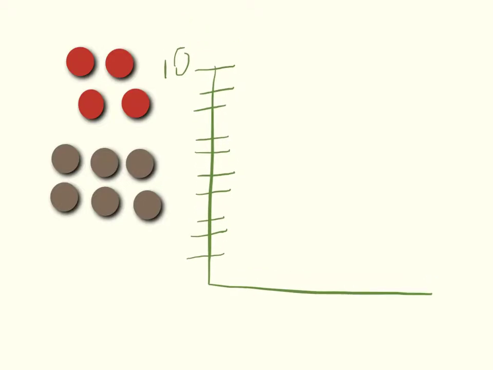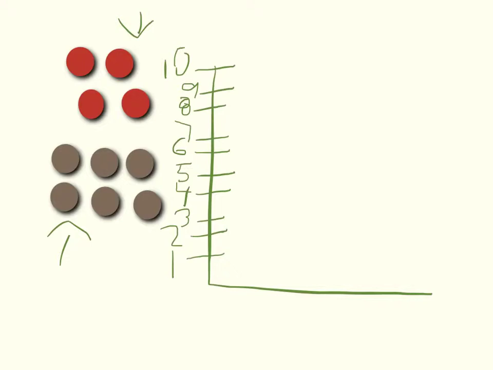So here we have 1, 2, 3, 4, 5, 6, 7, 8, 9, and 10. And each of these lines will represent one of our dots we have here.